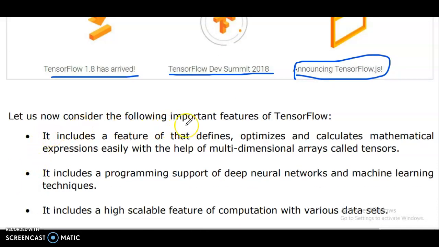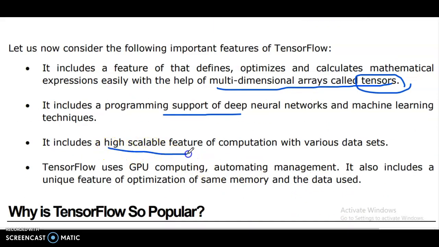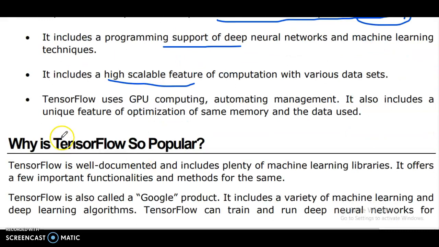Let us now consider the important features of TensorFlow. It defines, optimizes and calculates mathematical expressions easily with the help of multi-dimensional arrays called tensors. It includes programming support for deep neural networks and machine learning techniques. It includes a highly scalable computation feature for various data sets. TensorFlow uses GPU computing, automating management. It also includes a unique feature of optimization to save memory and data.